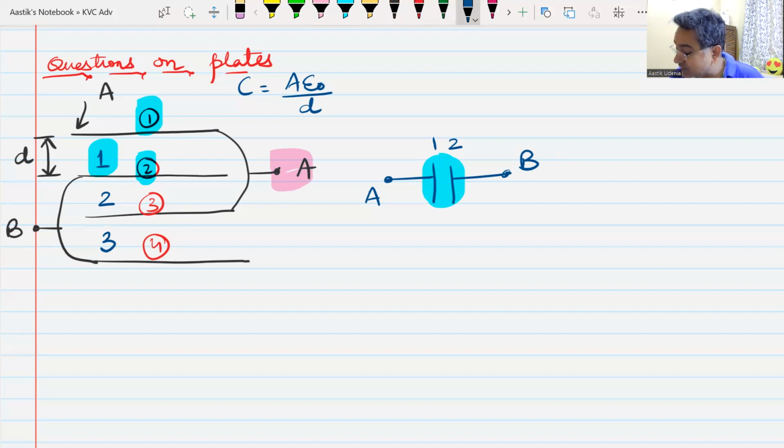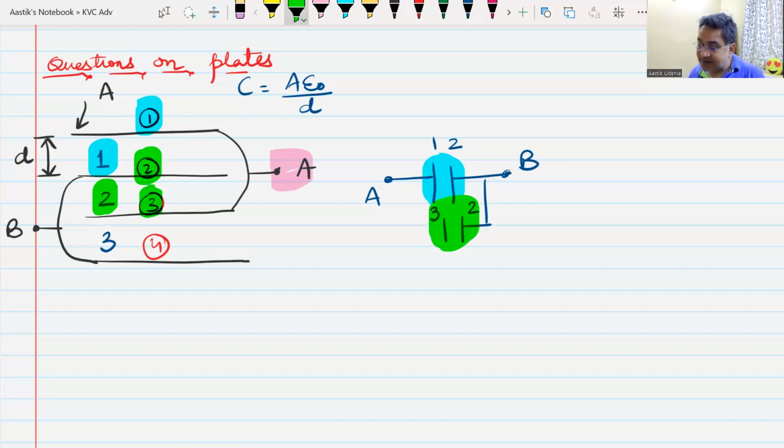Then let me move on to this green capacitor. This green capacitor is made from plate 3 and plate 2. So I make this green capacitor: plate number 2 is here, and plate number 3. But as you can see, plate number 3 is connected to point A. So I connect this plate to point A. I have made the green capacitor, connected in this fashion. Do we understand this?